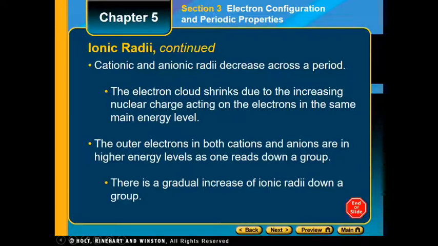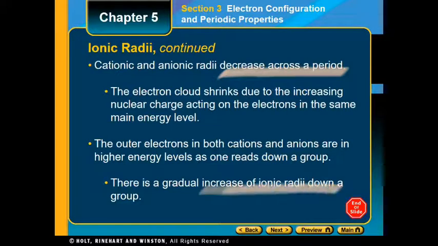The trends for ionic radius are the same as those for atomic radius, and for the same reasons. So ionic radius does decrease across a period, and it increases as you move down a group. So please add those trends to your table. Again, period trend decreases, group trend increases. And again, that is going to be the same for atomic radius or ionic radius for the same reasons.